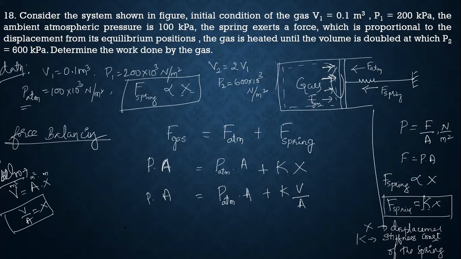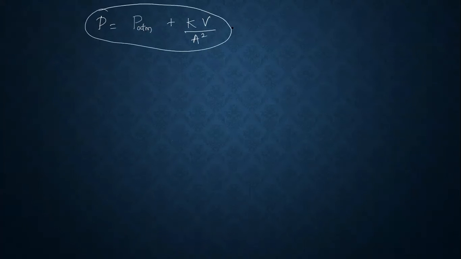Therefore, P into A is equal to P atmosphere into A plus K into V by A. I'll take area to the other side. Therefore, P is equal to P atmosphere, the area cancels there, plus K V divided by A into A, it is A square. What I am trying to write here is area in terms of volume.